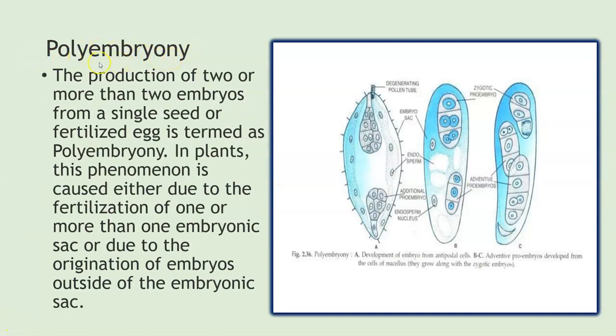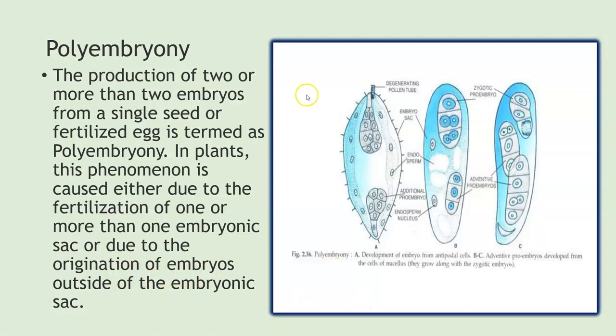Students, one of the significances of double fertilization is that it helps to avoid polyembryos. Now, what is this polyembryo? Polyembryony is the production of two or more than two embryos from a single seed or a fertilized egg. So it is termed polyembryony. Now, in plants, this phenomenon is caused either due to the fertilization of one or more than one embryo sac, or due to the organization of the embryos outside of the embryo sac.